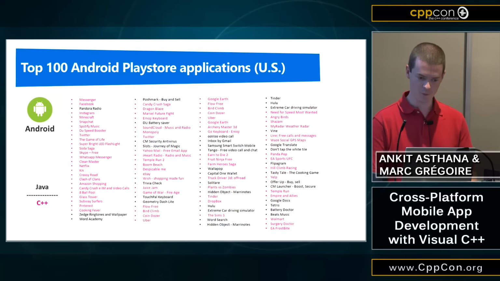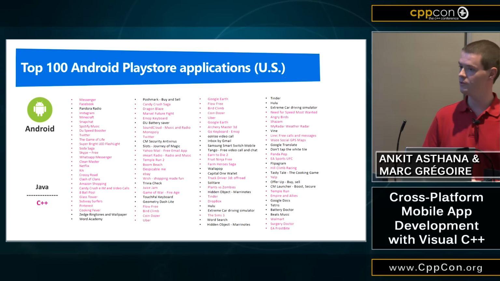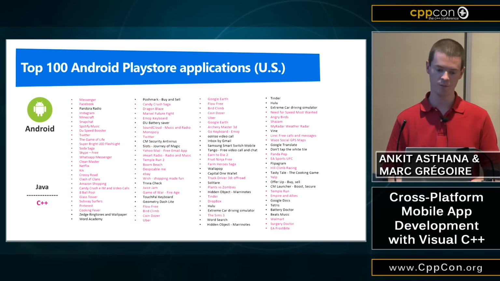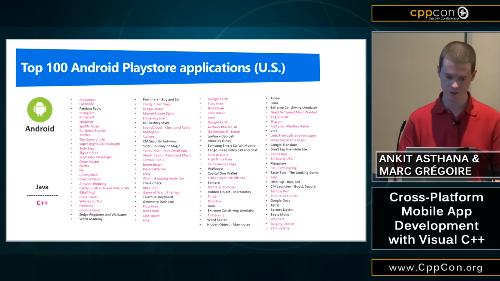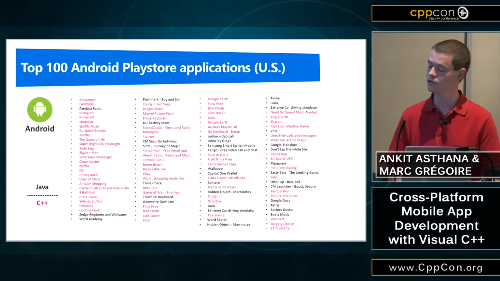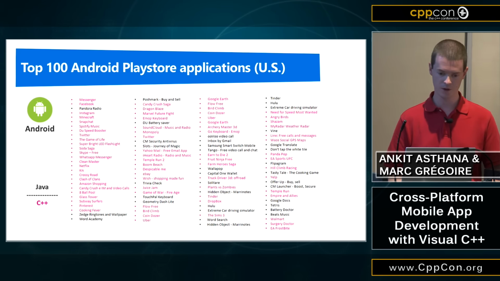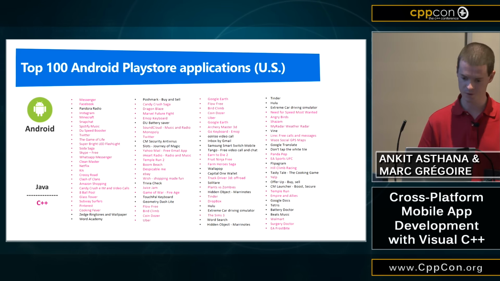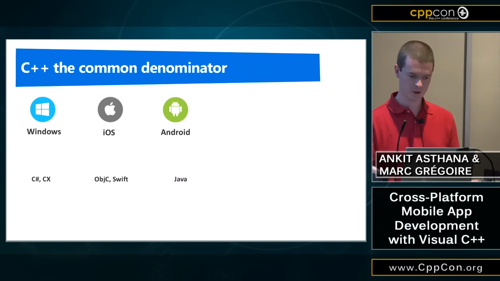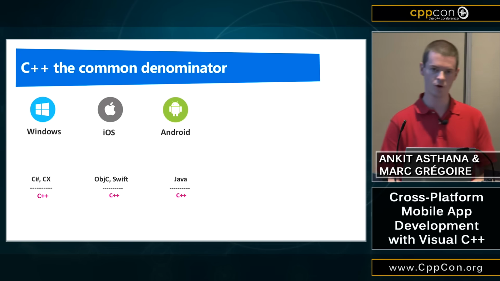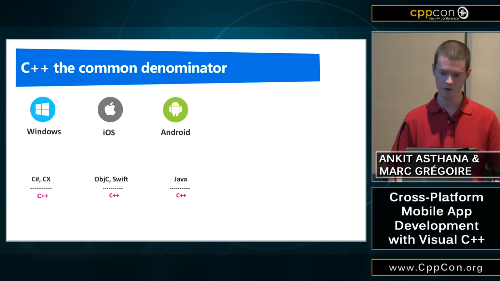Here is a list of these top 100 Android Play Store applications. All of the pink ones use C++ in some way or another. They might use a little bit of C++ or a lot of C++, but they do use C++. This list includes applications such as Facebook, Twitter, Candy Crush, Temple Run, and so on. So really big apps or games. So C++ is the common denominator. You can use it on all three platforms. You can use it on Windows, you can use it on iOS, you can use it on Android.